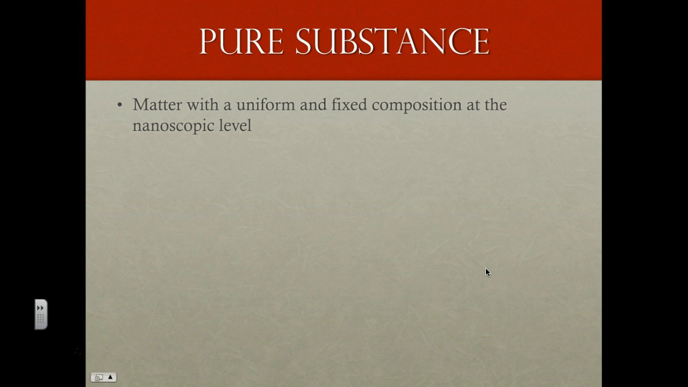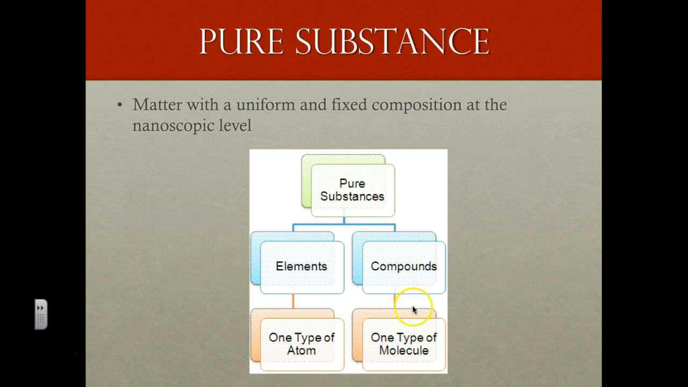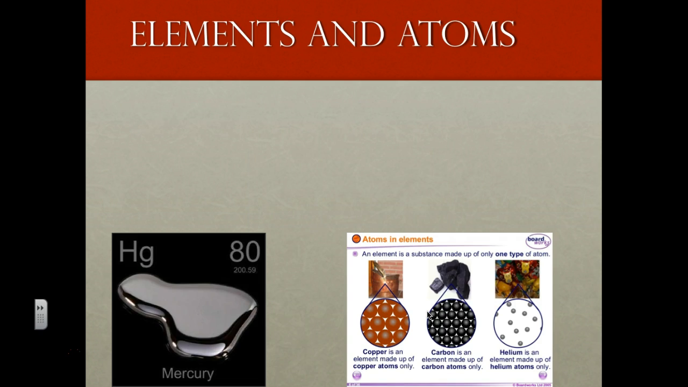Then, Chapter 1, Section 2 went into classifying matter. It talked about a pure substance, which is matter of a uniform or fixed composition. And there's two kinds of pure substances. There's elements, which is made up of one type of atom, and there's compounds, which is one type of molecule, which is another way of saying two or more types of atoms.